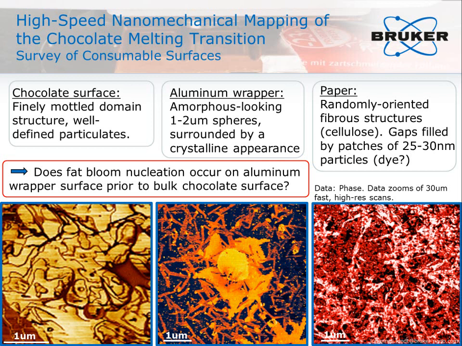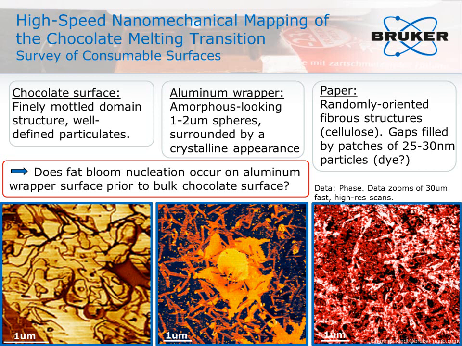Since these are phase images, the colors represent variations in stiffness or adhesion. The chocolate has a finely modeled domain structure as described in the literature for fresh chocolate, with defined particulates and a darker colored continuous phase which may be fat. On a comparable scale, the aluminum wrapper surface interestingly shows 3 distinct phase responses and associated morphologies.